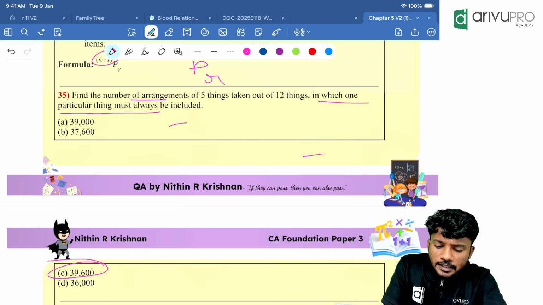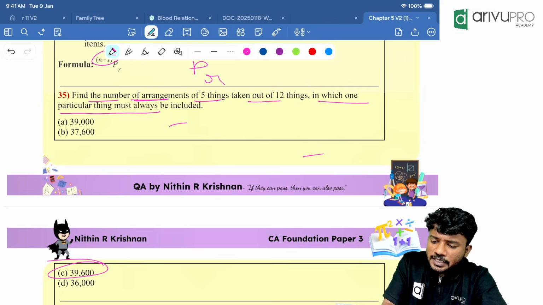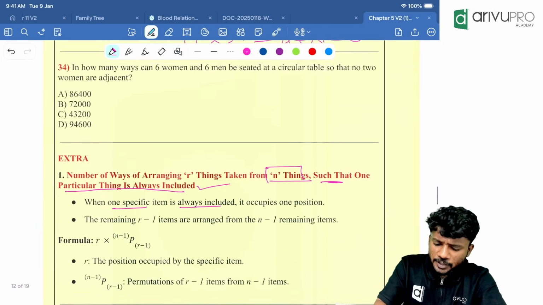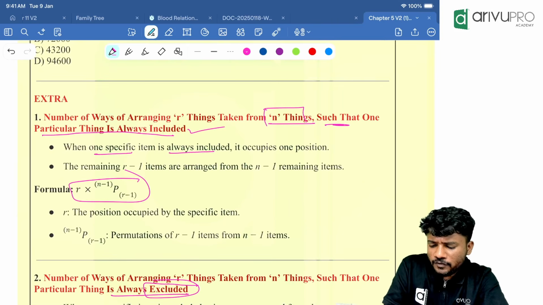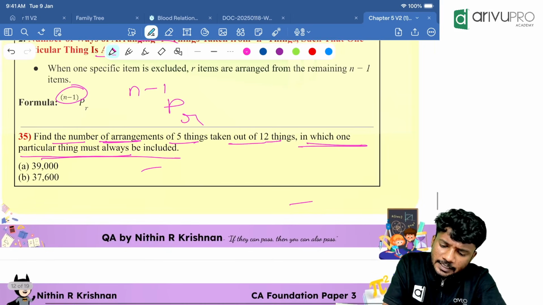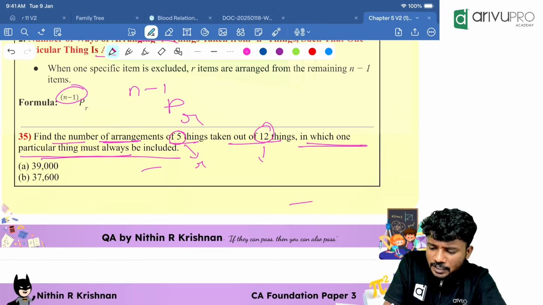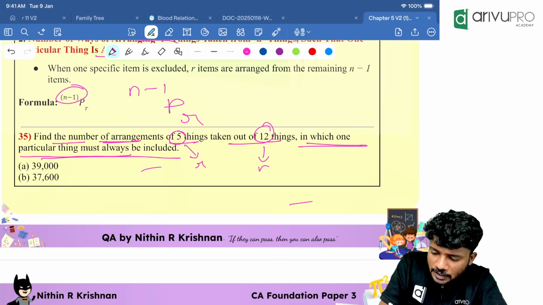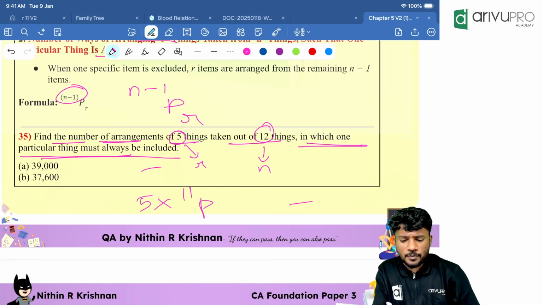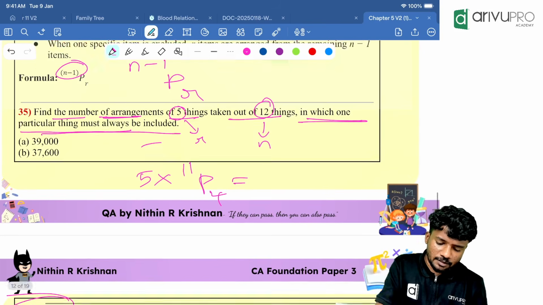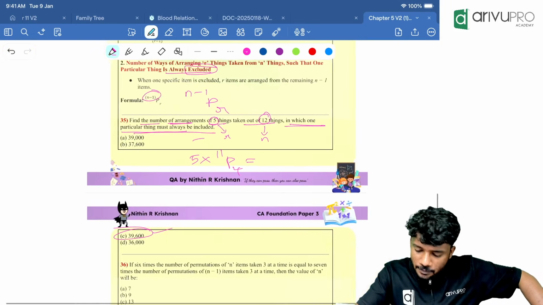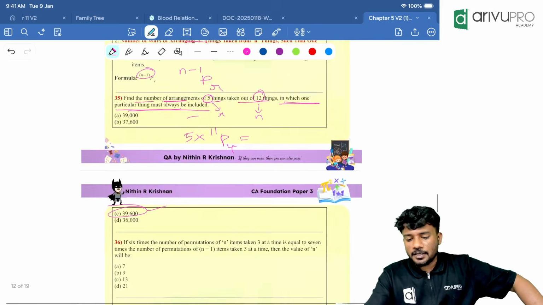Now, the number of arrangements of 5 things taken out of 12 things in which one particular thing is always included. If you check here, one particular thing is always included, so we use r into (n minus 1) P (r minus 1). Here r is 5 and n is 12. So 5 into (12 minus 1) P (5 minus 1), which is 5 into 11P4, and we get an answer of 39600.